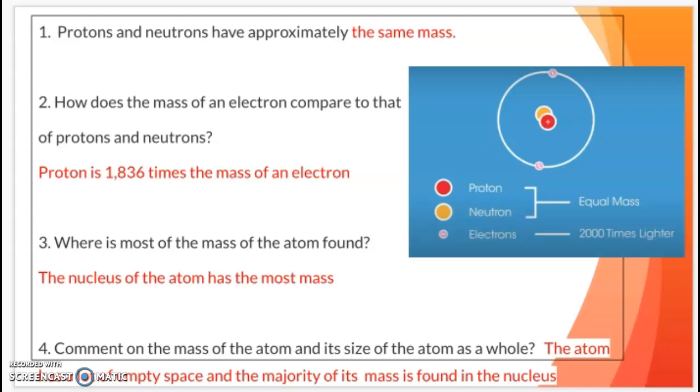You wouldn't be surprised, it's the nucleus. And if you had to look at the mass versus the size, there's a lot of empty space there. The majority of the mass is in the nucleus. I hope that's given you a general understanding.